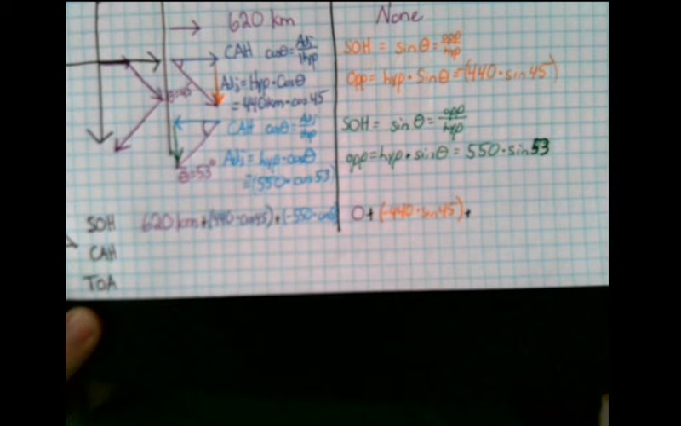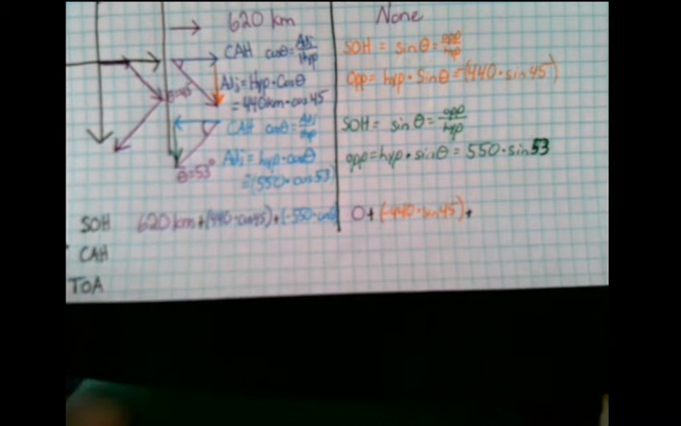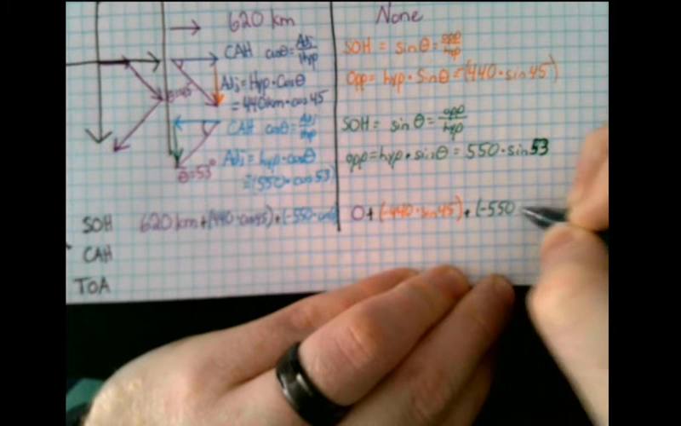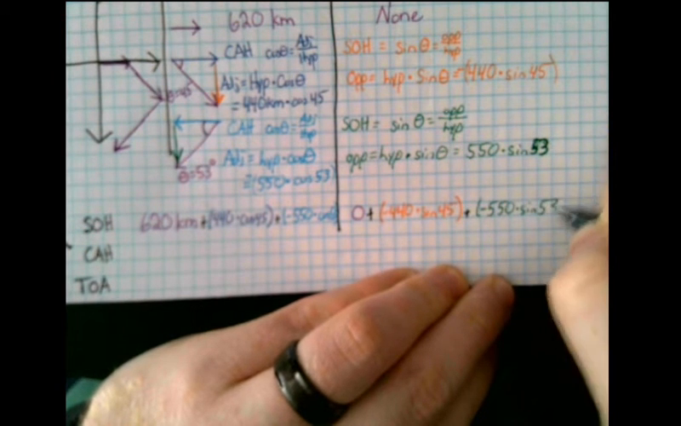Plus this one's also down, so negative 550 times sine 53.